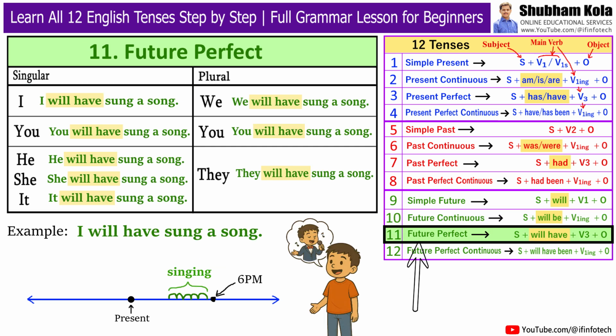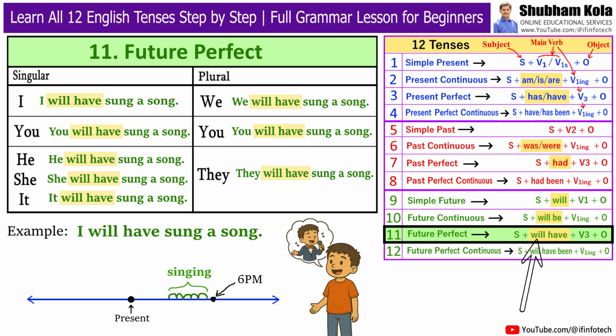Now the 11th tense is future perfect tense. Let's say I will finish singing before 6 pm tomorrow. Now you are not talking about an action that will be happening at the future time, but about an action that will be completed before a certain future time. For example, imagine that tomorrow by 6 pm your singing will be already done. Then you will say, I will have sung a song.